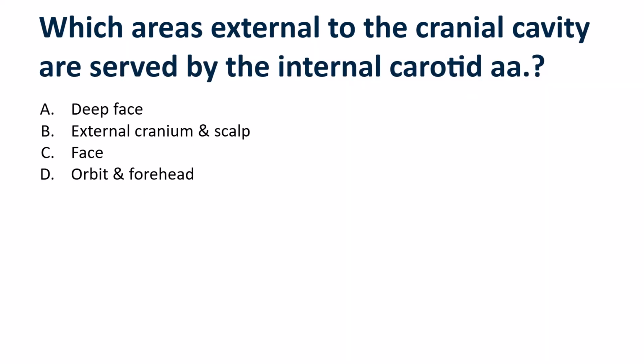So let us assess this knowledge that we've newly found. Which areas external to the cranial cavity are served by the internal carotid artery? Deep face? No, that's the maxillary artery. External cranium and scalp? No, that's superficial temporal. Face? Nope, that's the facial artery. Orbit and forehead? Yes, the ophthalmic artery is going to be the blood supply to the orbit, and branches of that will make it out into the forehead. So D is the correct answer.